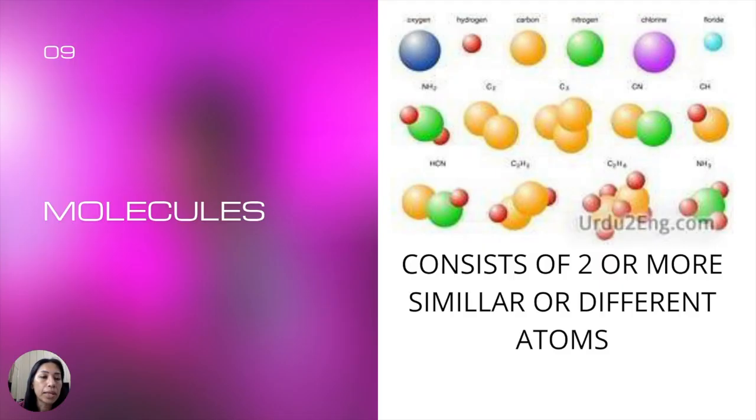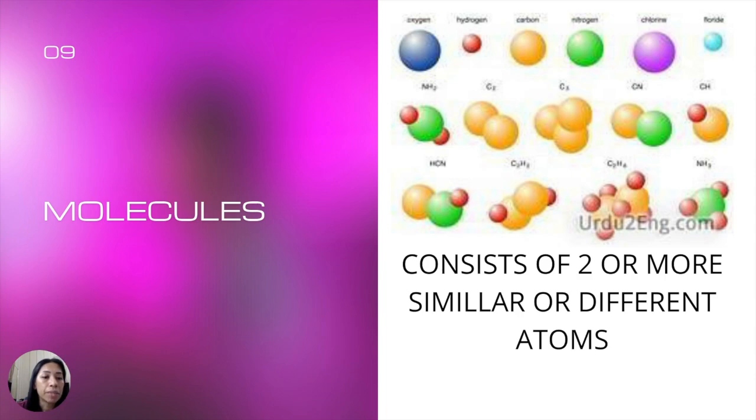Next we go to molecules. Molecules, if you look at the diagram, consist of different atoms. That means a molecule must be made up of 2 or more atoms, minimum 2 atoms, which can be the same or different, or made up of many same or different atoms. That's why I wrote here it consists of 2 or more similar or different atoms. Similar means same, different could be different.